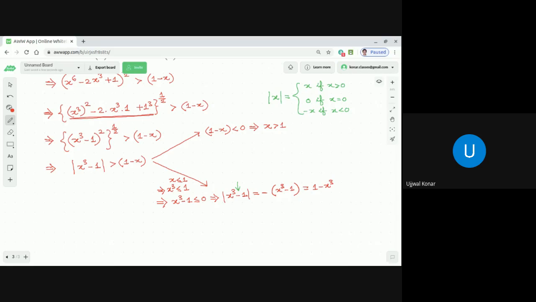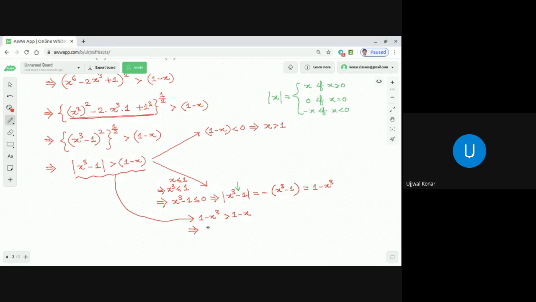So what is the inequality we are going to have? This inequality is coming something like that: 1 minus x cube is greater than 1 minus x. Correct? So from here what can you write? From here we can write x into x minus 1 into x plus 1.